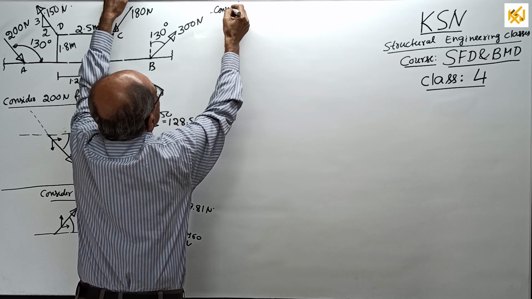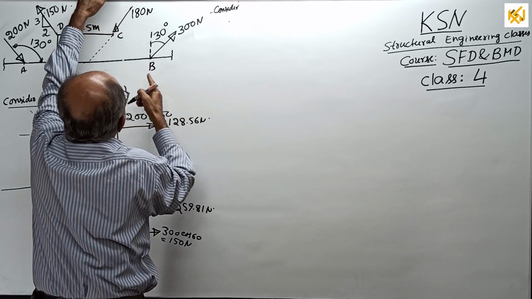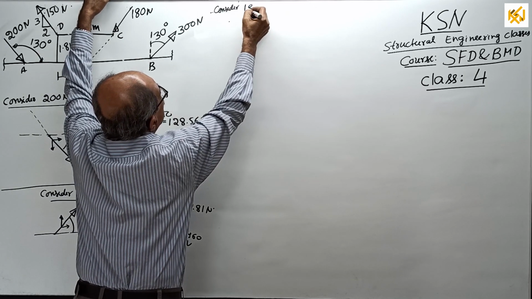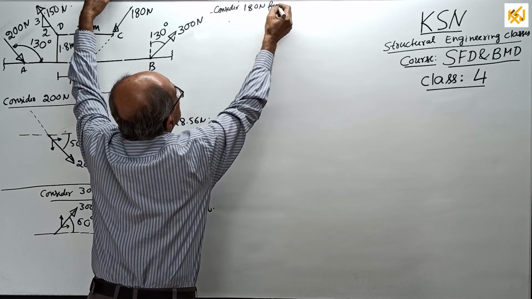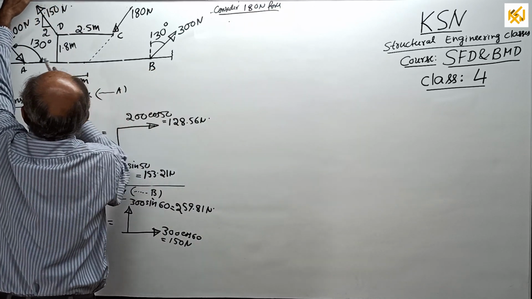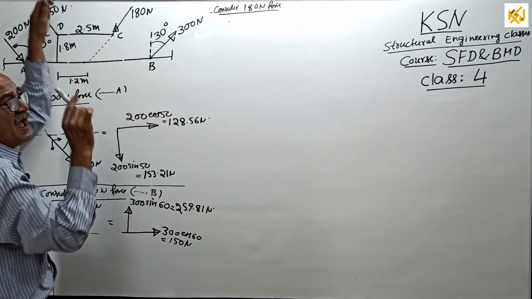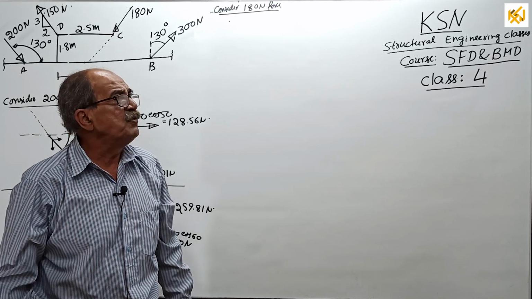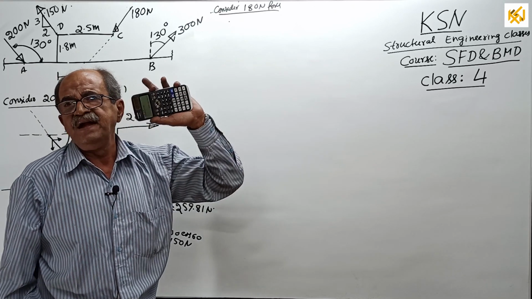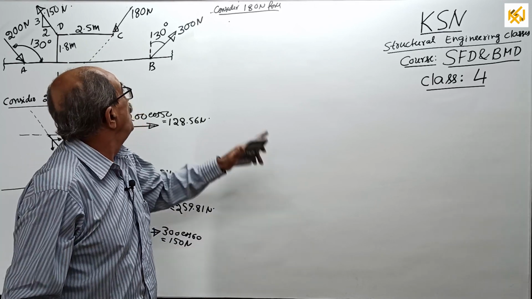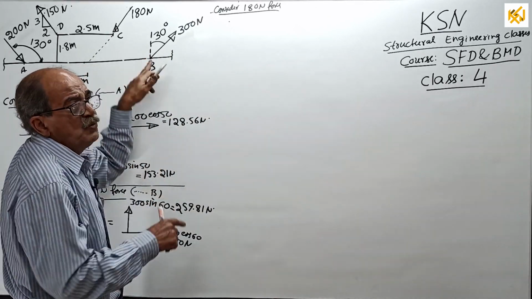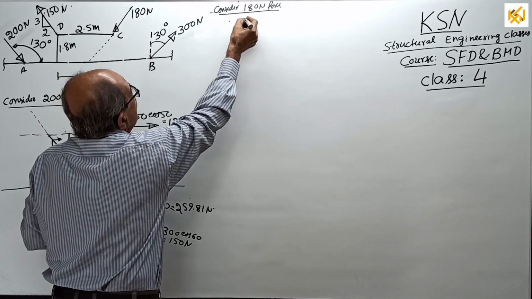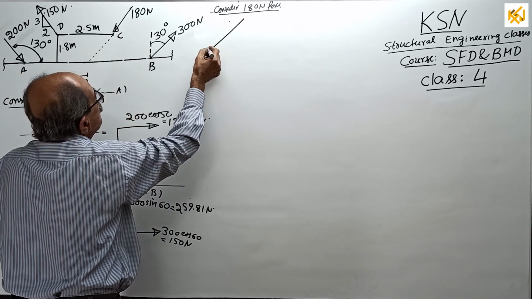Consider next force. I will go to B over C. 180 Newton force. See, now for this force and this force, direct angle given. One place angle given with horizontal, of course, angle given was more than 90, we consider other angle. One place angle given with vertical, we consider with horizontal. Now, 180 Newton force is here. See, this way. This is 180 Newton force.